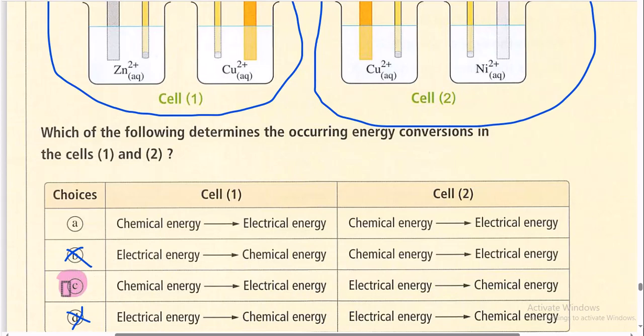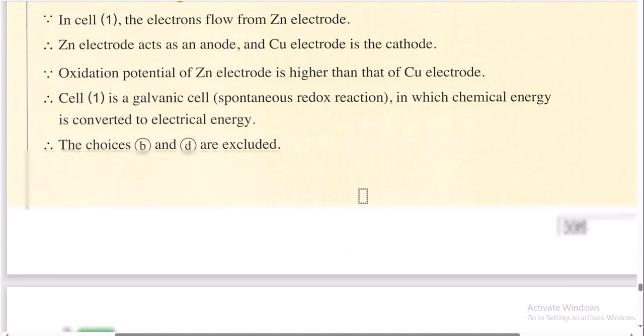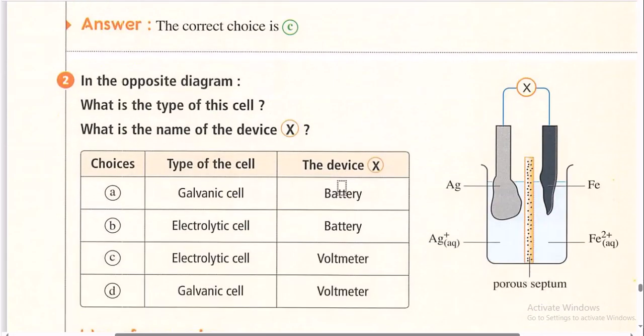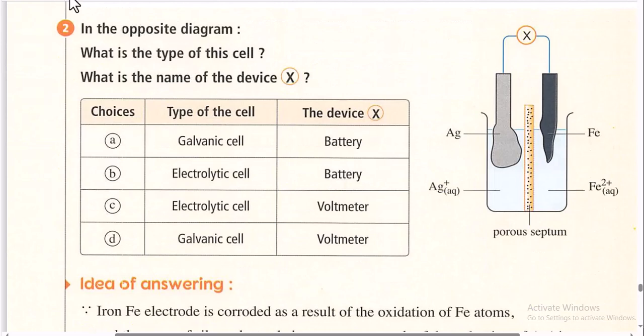The first cell is a galvanic cell, it converts chemical energy into electrical energy, and the second cell, a non-spontaneous oxidation reduction reaction, converts electrical energy from an outer source to chemical energy. Let's talk about another example. Here, in the opposite diagram, what is the type of this cell? What is the name of the device X?